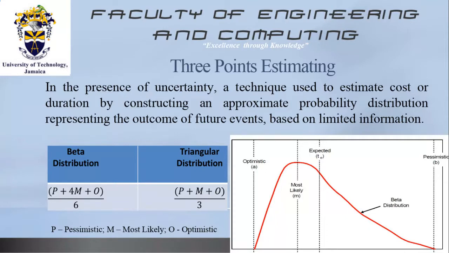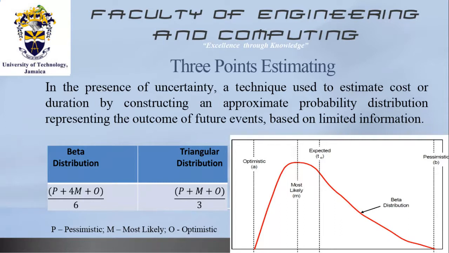response or your most pessimistic estimate. M is the most likely estimate based on your judgment. O is your most optimistic. You add them all together after multiplying the most likely by 4 and divide by 6.